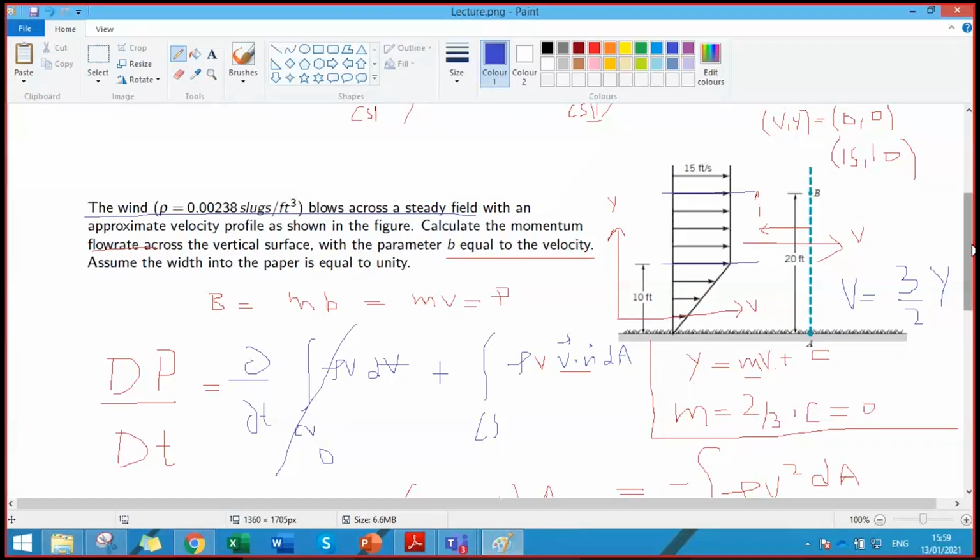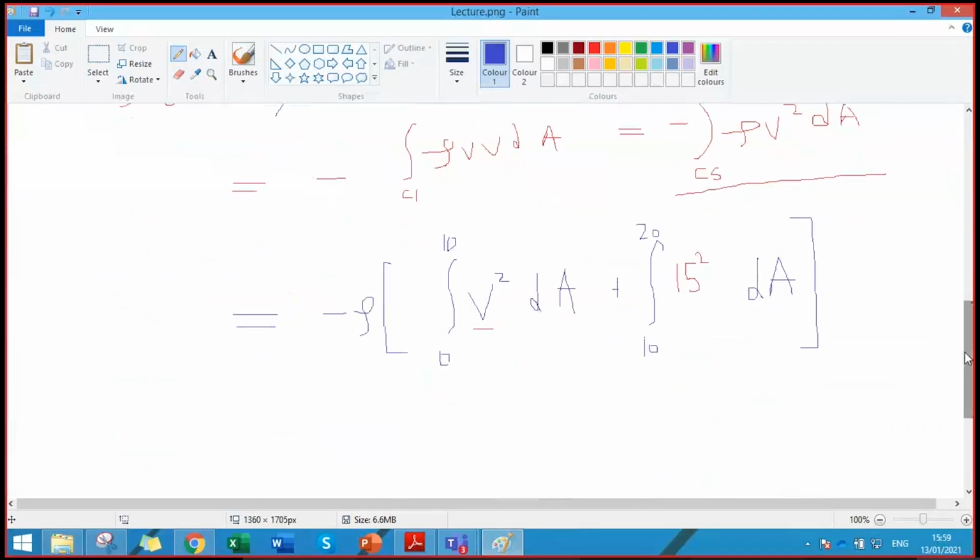Yes, sir. So we'll replace this v square by 3 by 2 whole squared, which would be 9 by 4, right? 9 by 4 y square. Clear?